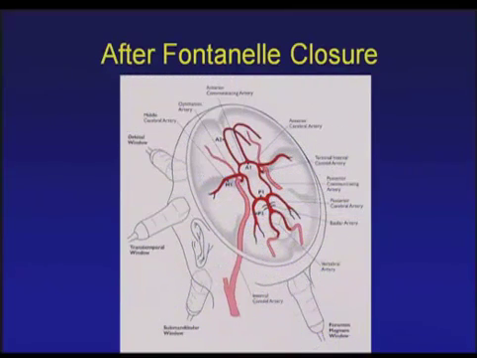After fontanelle closure, we no longer have the luxury of visualizing the vessels directly via the fontanelles. However, there are several windows that are available to us even in the adult population. This includes the transtemporal window, the orbital window, the submandibular window, and the foramen magnum window.